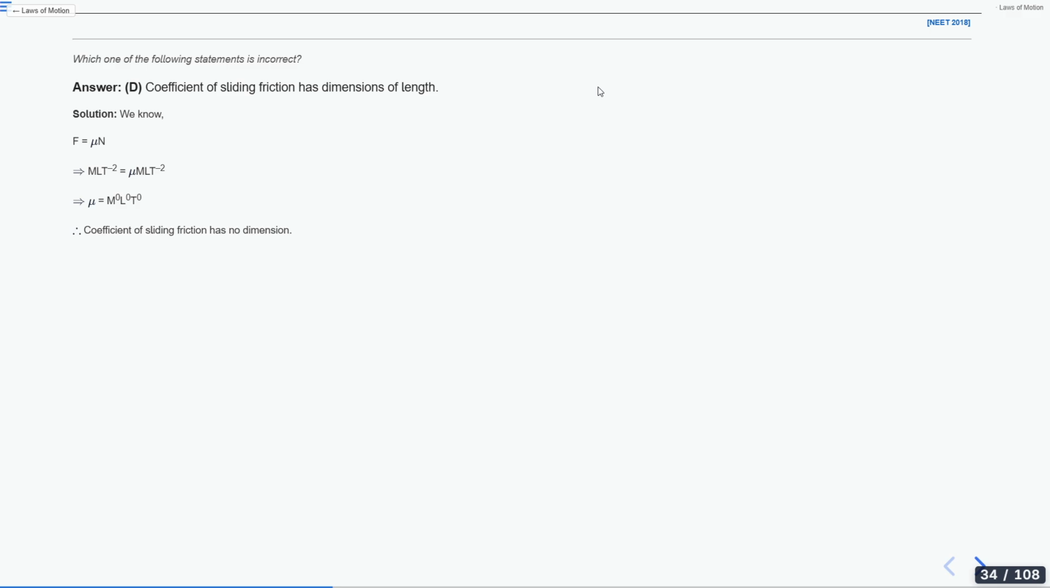So I have to end this class here. We have done laws of motion questions. Tomorrow I'll be doing work, energy and power. I'll be solving some PYQs.